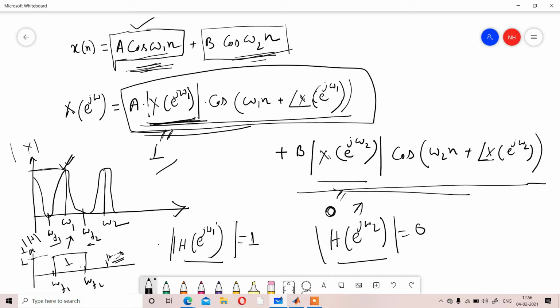Okay. It will be more clear. When I show it practically, it will be more clear.